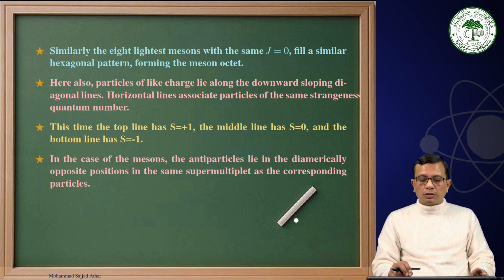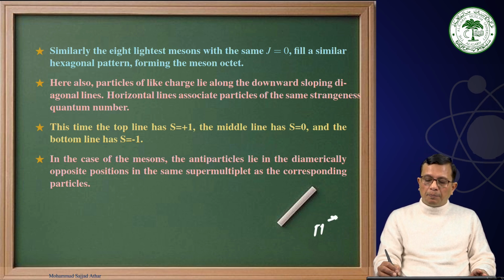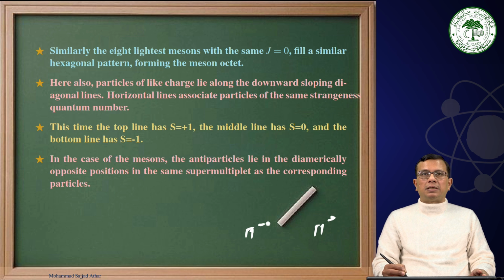In the case of the mesons, the antiparticles lie in diametrically opposite positions in the same supermultiplet as the corresponding particles, as we had pi plus here and pi minus here.